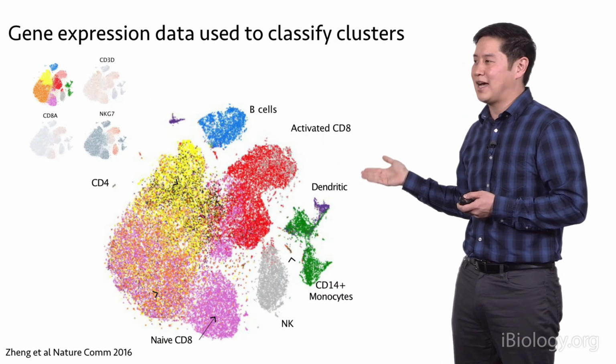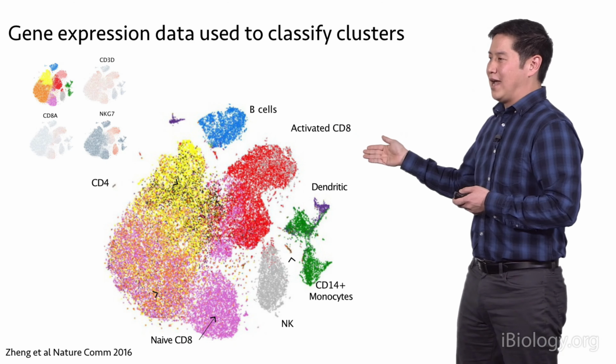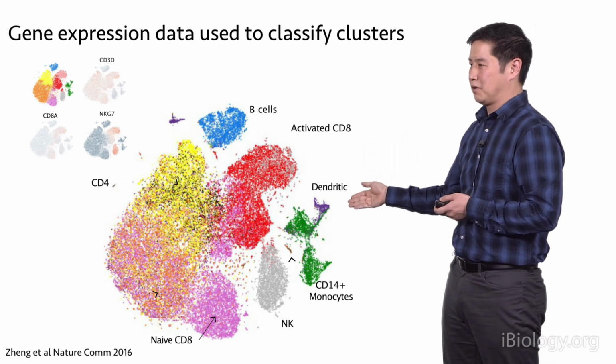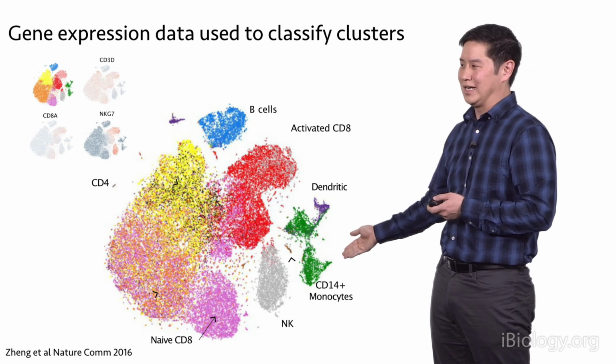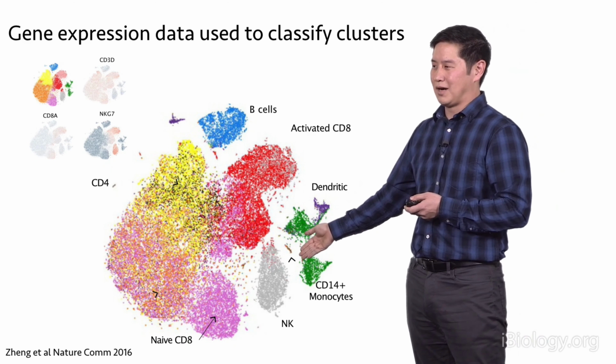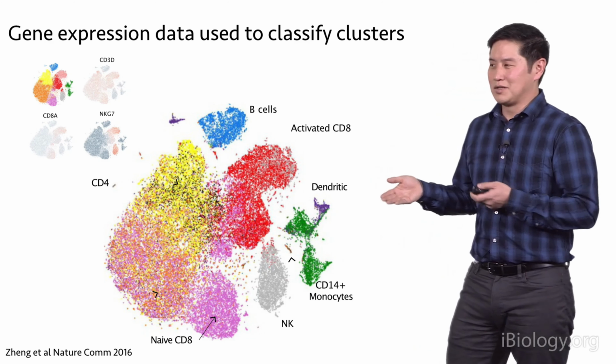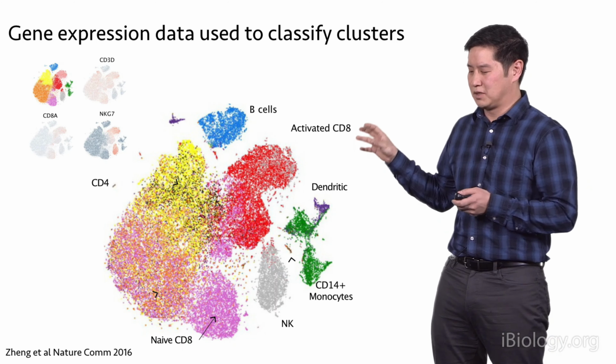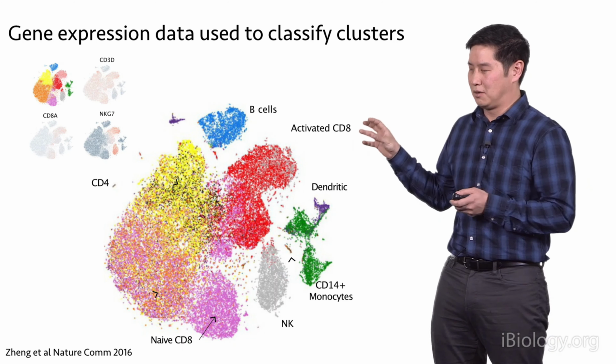So for instance, in blue, you have B cells. In red, you have activated CD8 T cells. You have dendritic cells in this purple color, CD4 monocytes in green, NK cells in gray. And the list goes on and on. You can identify lots of different cell types by looking at the transcriptional profiles within each of those clusters.